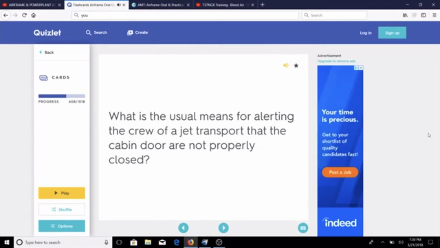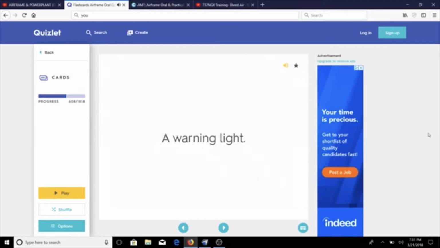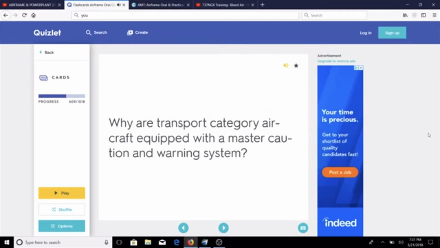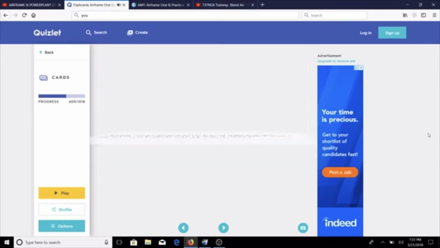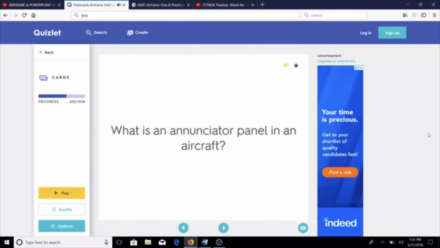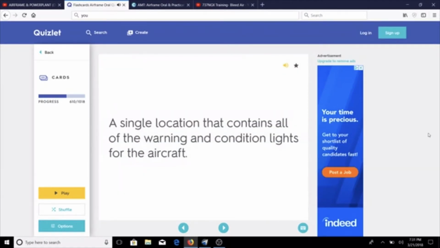What is the usual means for alerting the crew of a jet transport that the cabin doors are not properly closed? A warning light. Why are transport category aircraft equipped with a master caution and warning system? To alert the crew that a malfunction has occurred and corrective action may be required. What is an annunciator panel in an aircraft? A single location that contains all of the warning and condition lights for the aircraft.